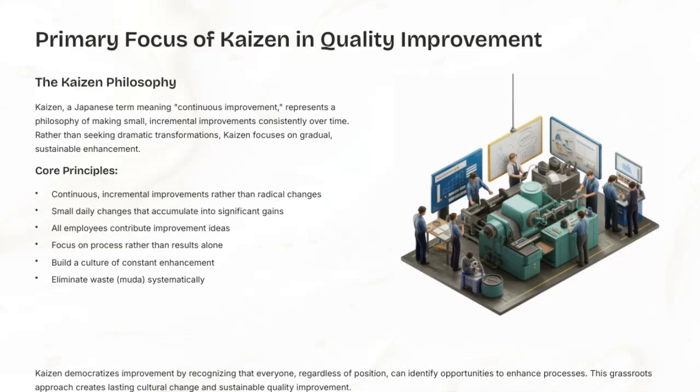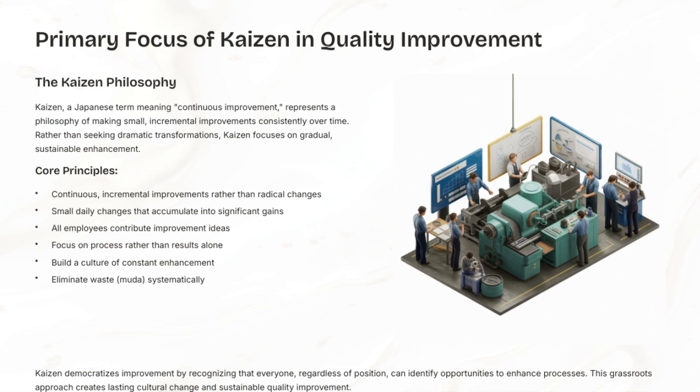Let's talk about how Kaizen democratizes improvement. It recognizes that everyone, regardless of their position, can spot opportunities to improve processes. This grassroots approach encourages involvement from all levels, fostering a culture that values continuous enhancement. When we focus on eliminating waste systematically, we create a more efficient environment. Building a culture of constant improvement means everyone is always looking for ways to do things better. It's important to focus on the process itself, not just the results, because improvements in the process lead to better outcomes over time. Every employee has the ability to contribute improvement ideas, which makes the effort collective and more powerful.